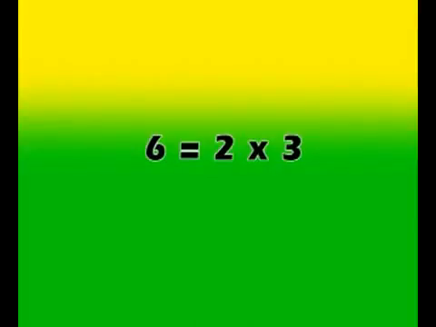Here's a shortcut to discovering whether a number is divisible by 6. 6 comes from 2 times 3. And putting the principles we have learned thus far, for a number to be divisible by 6, it must be even. And it also must be divisible by 3.